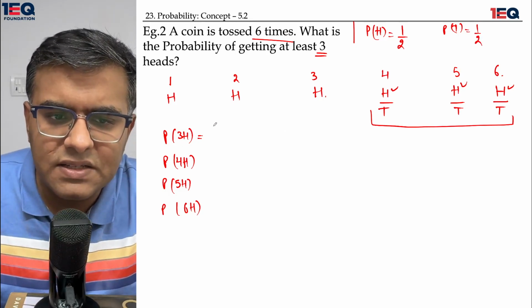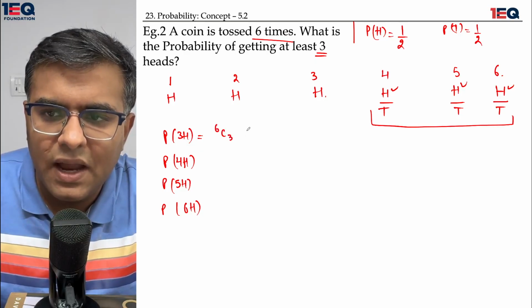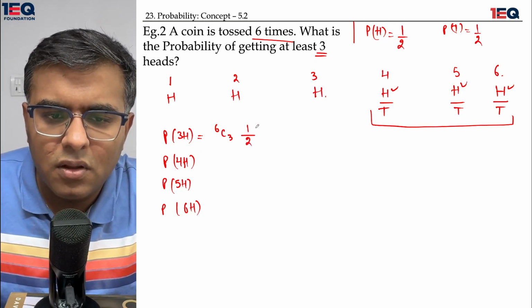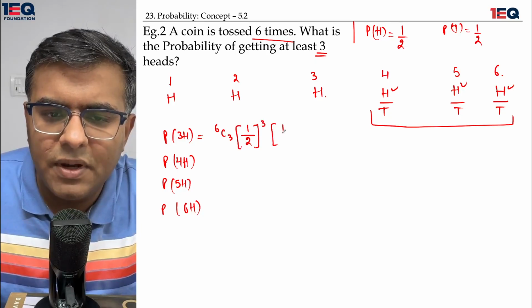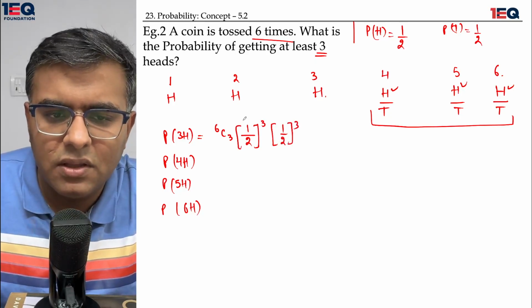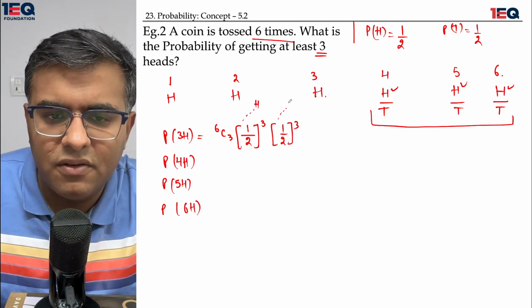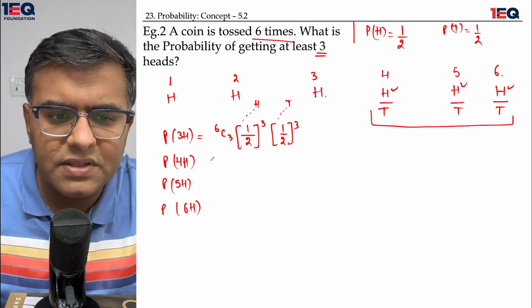So for 3 heads, out of the 6 tosses, I will be choosing 3 tosses. And in those 3 tosses, I would be expecting the probability of heads coming thrice and the probability of tails also coming thrice. Okay. This is the probability of heads on the left hand side, and this is the probability of tails on the right hand side. Okay. I hope you are able to understand.